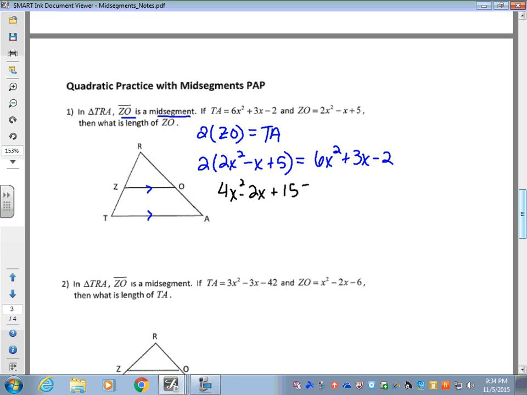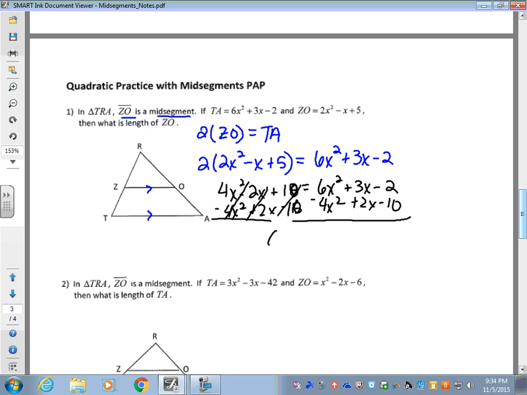Plus 10 equals 6x squared plus 3x minus 2. All right, these are quadratics, and in order to solve this, it has to be equal to 0. So I'm just going to go ahead and subtract the 4x squared, add my 2x, and subtract 15. No, not 15, 10. Sorry, I just saw that. Apologize. Subtract the 10.